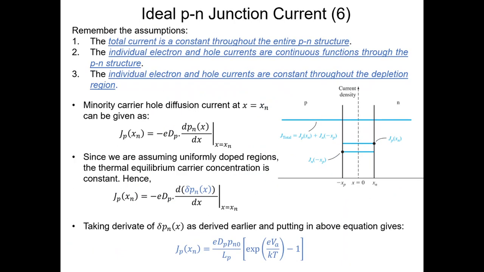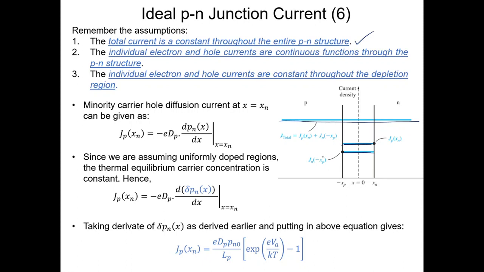Let's check that. But before that, why are we adding? We started with these assumptions, and let me remind you about them. We assume that the total current is constant throughout the PN structure. We assume that the individual electron and hole currents are continuous functions throughout the PN structure, which means there is no discontinuity; whatever happens, they change, increasing or decreasing, gradually and continuously. And we also assume that the individual electron and hole currents are constant throughout the depletion region, which is the reason why you see this flat kind of behavior.